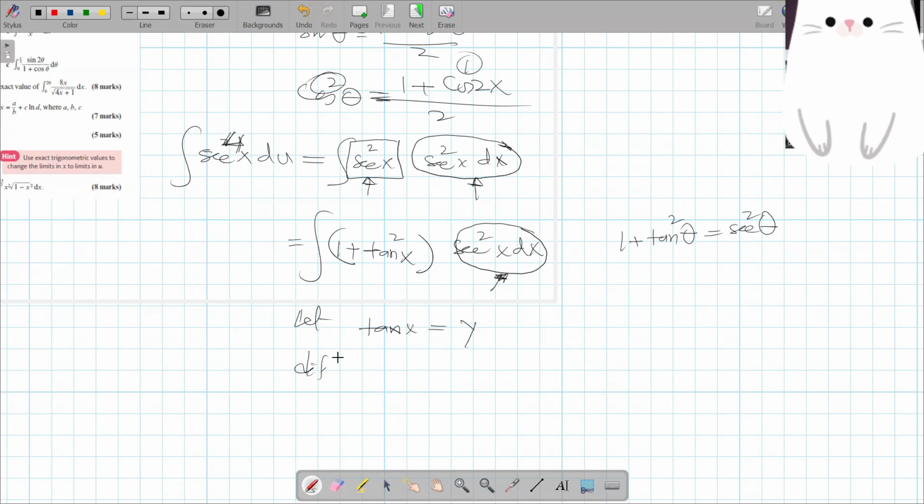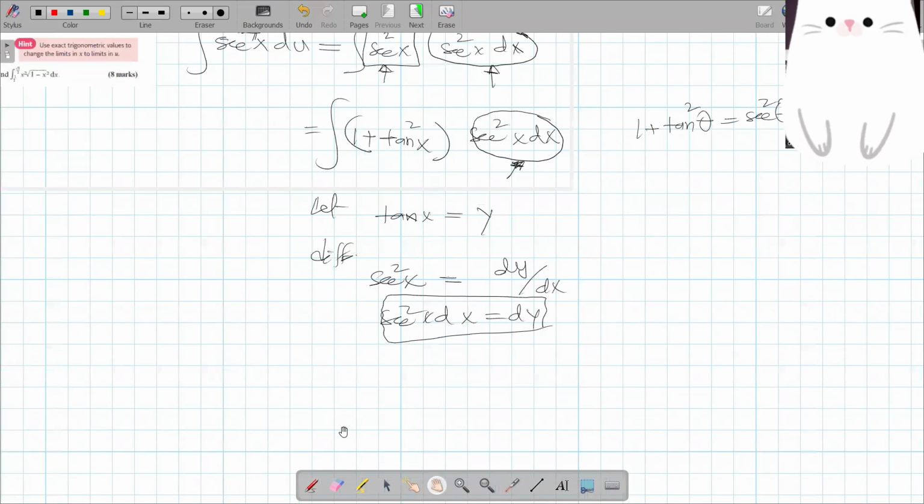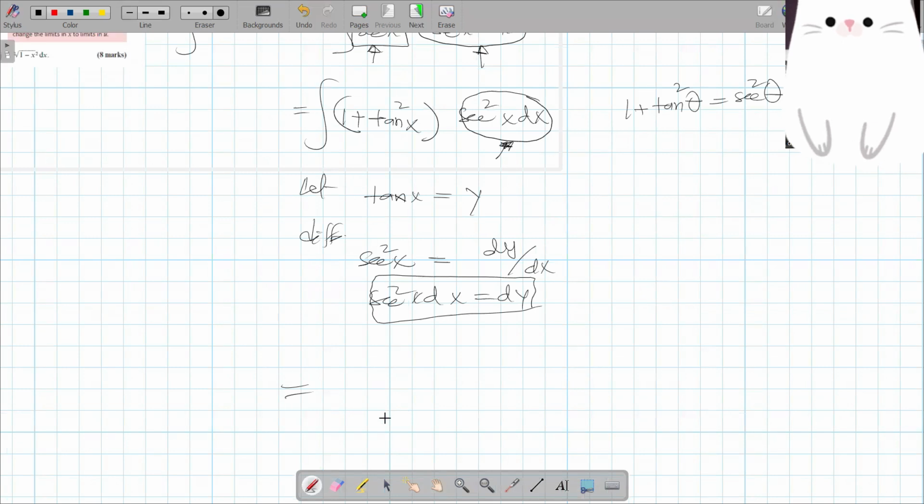So now we will differentiate with respect to x. The derivative of tan x is sec square x, and the derivative of y is dy by dx. So sec square x dx is equal to dy. Now put everything into the integral. We will have 1 plus y squared here, and sec square dx is equal to dy. You see how simple it became.